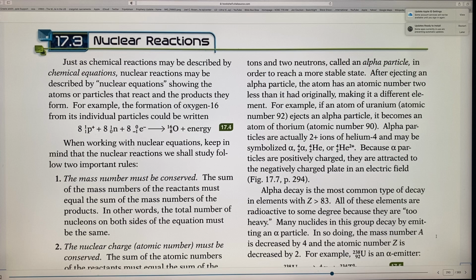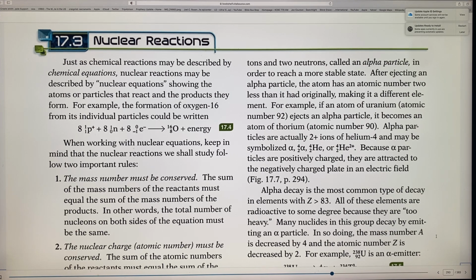So a lot of times an alpha particle will be related to helium, because if you look on your periodic chart, helium has +2, or 2 protons, and then 2 neutrons. We're just talking about the 2 neutrons.